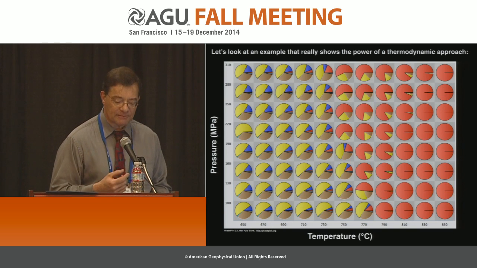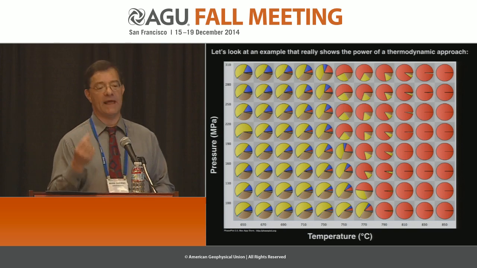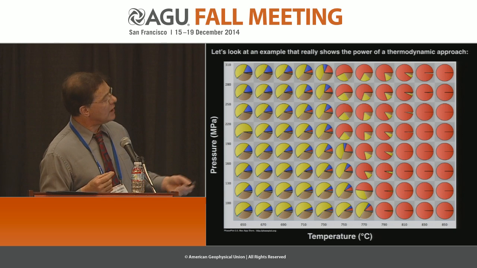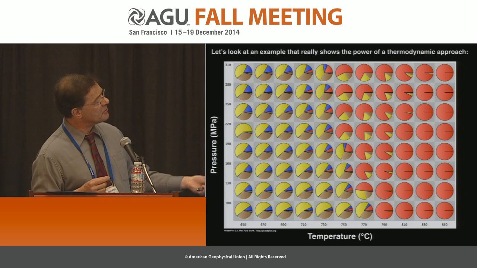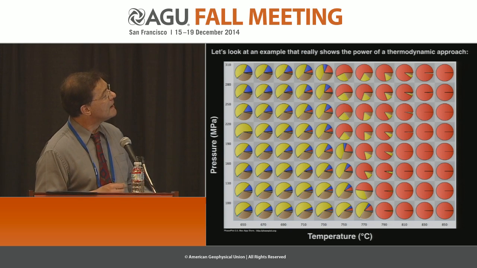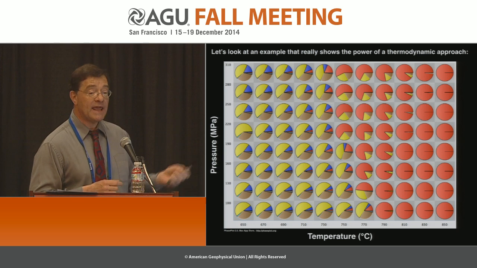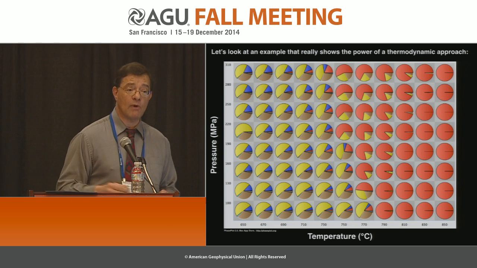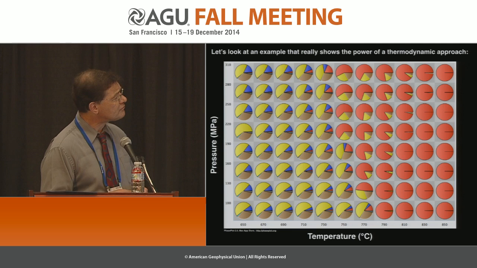Here's another example that I think is even more compelling about this. And again, all I'm showing here is a phase diagram computed with this program PhasePlot, which essentially does MELTS calculations at each grid point. This is a pressure temperature phase diagram, and again, this is for the high silica rhyolite of the Bishop Tuff.